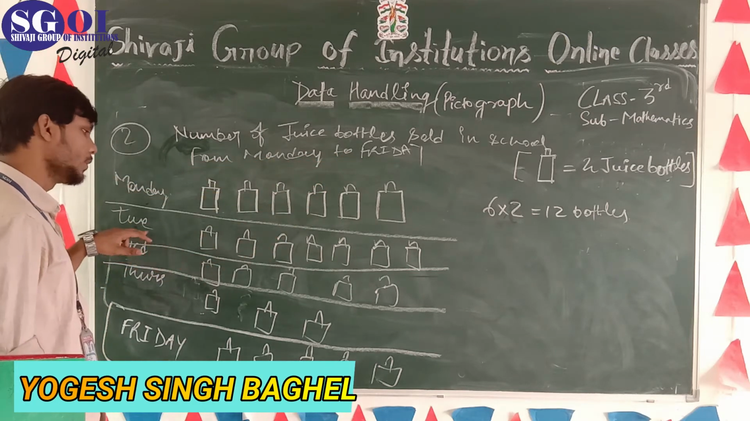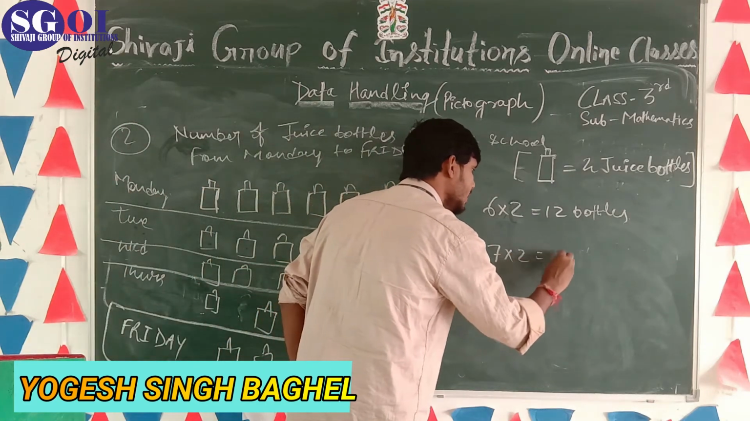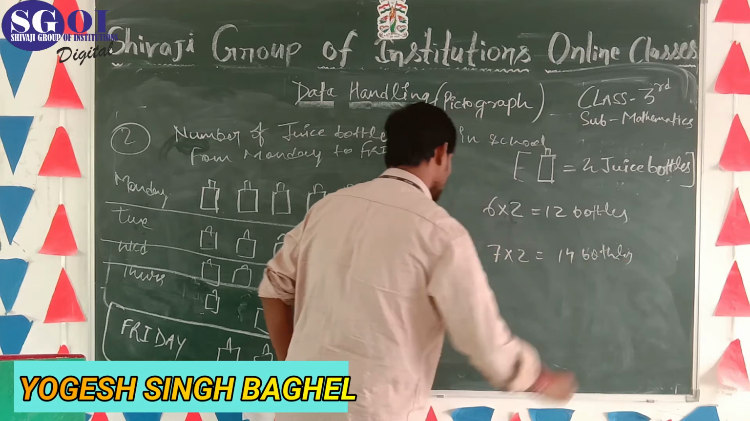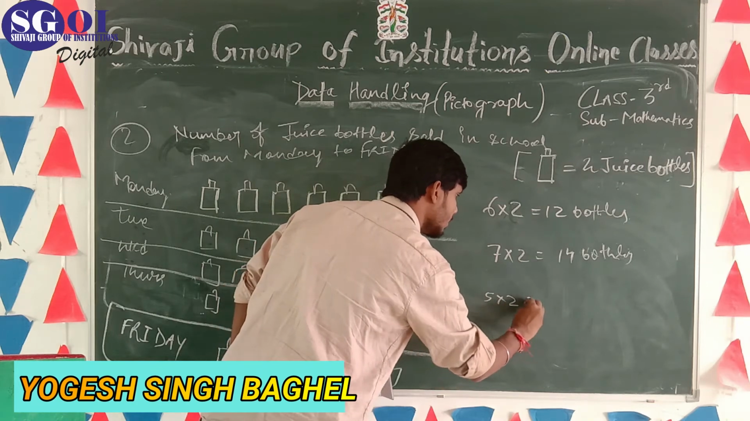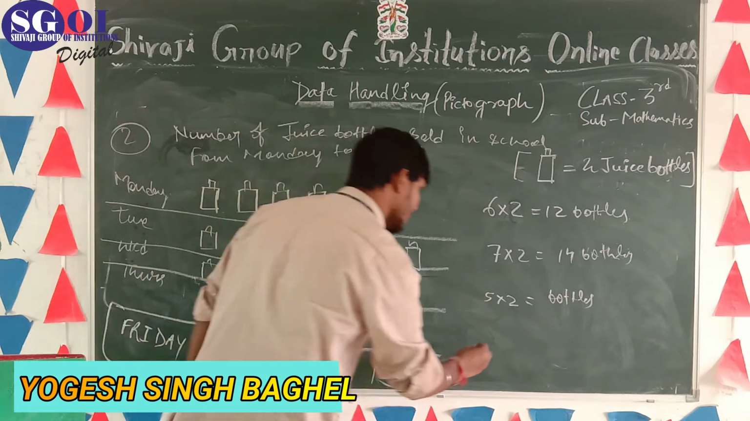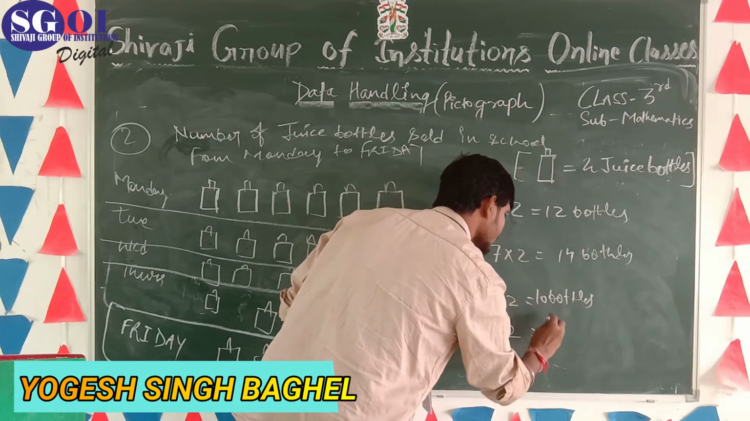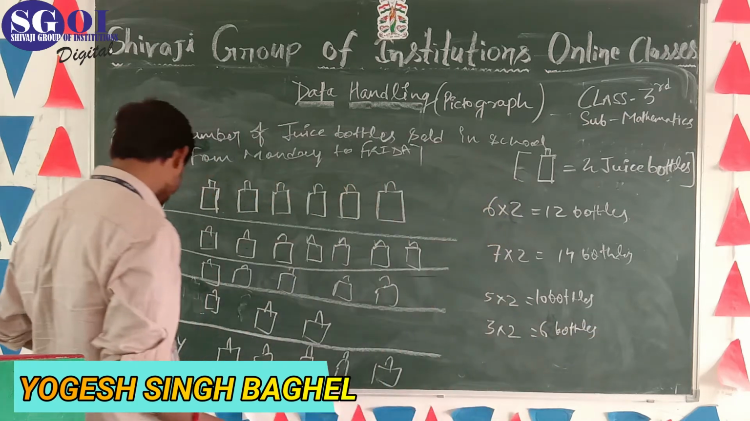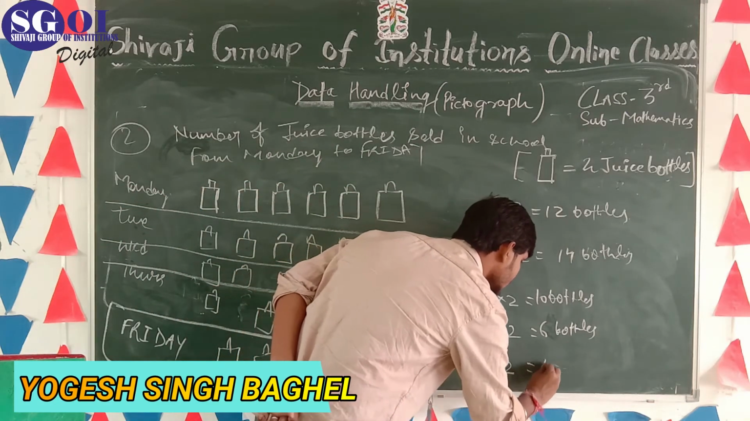12 bottles. In Tuesday there are 1, 2, 3, 4, 5, 6, 7. So 7 into 2 means 14 bottles on Tuesday. Just like it on Wednesday, 5 bottles, 5 into 2. In Thursday, 3 bottles, 3 into 2. And on the last day, that means Friday, it is 5 bottles, it means 5 into 2, which is 10.